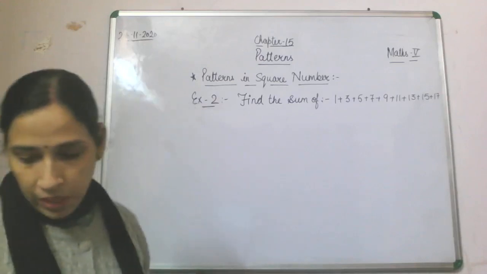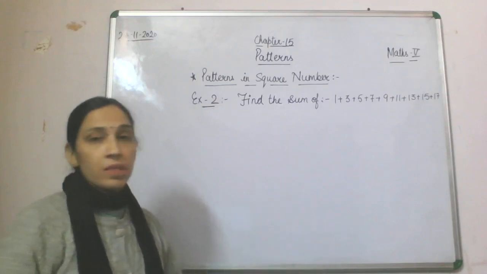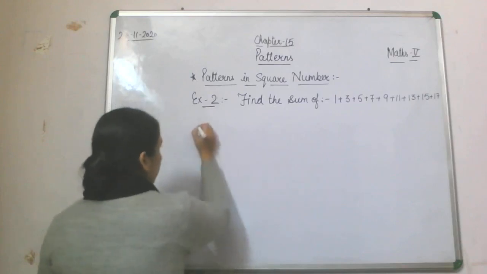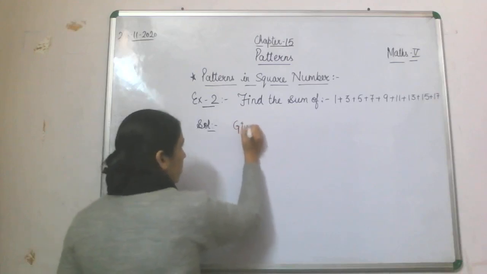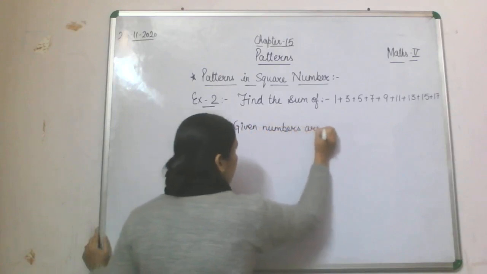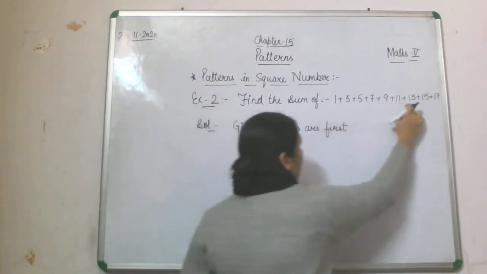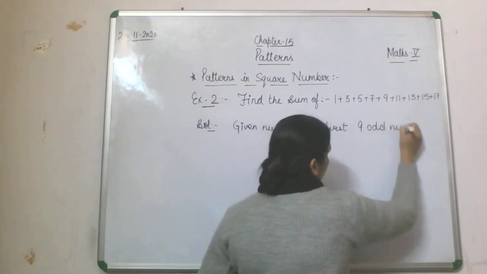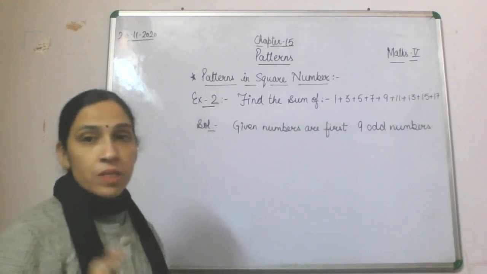So that is there. Now these are 1, 3, 5, 7, 9, 11, 13, 15, 17. Now these given numbers are the first 1, 2, 3, 4, 5, 6, 7, 8, 9 odd numbers. 9 odd numbers are there. So given numbers are the first 9 odd numbers.